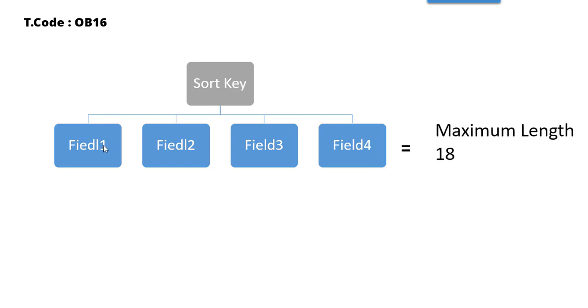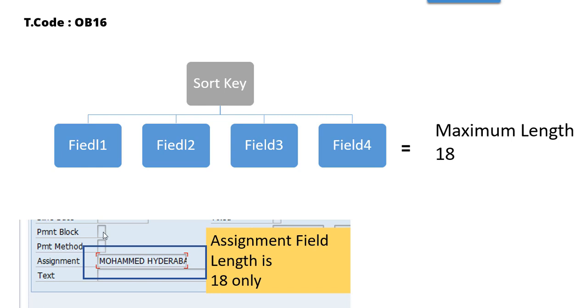Under the sort key, you will find field 1 to field 4. That means the maximum we can have is 4 fields under a sort key. Even from an interview point of view, you can note down this thing. Coming to the length of each field, the total sum of all fields, field 1 to field 4, should not exceed 18 length. That is the maximum length given at sort key level. We will understand practically why it is 18, why not 20 or 25.